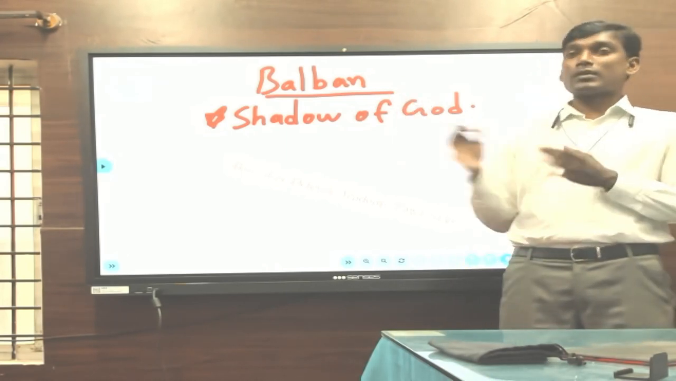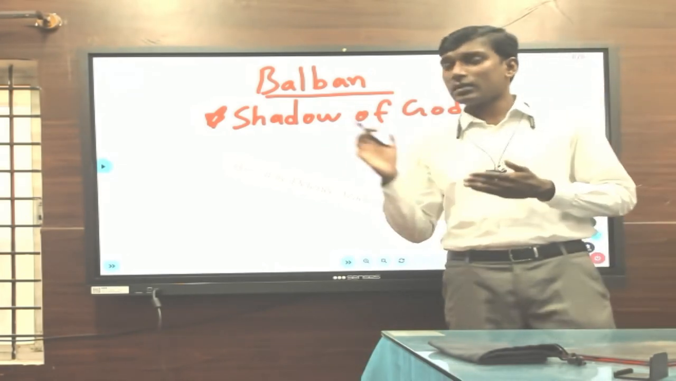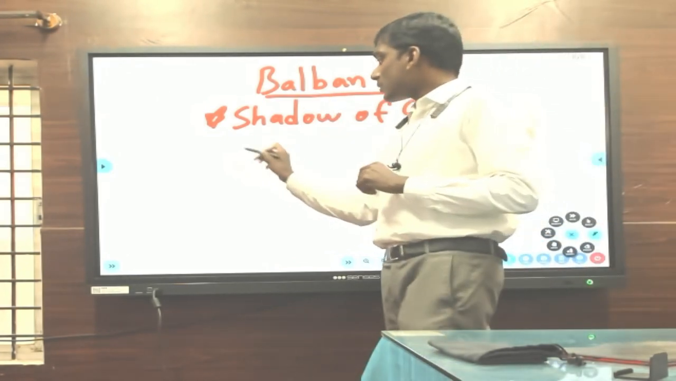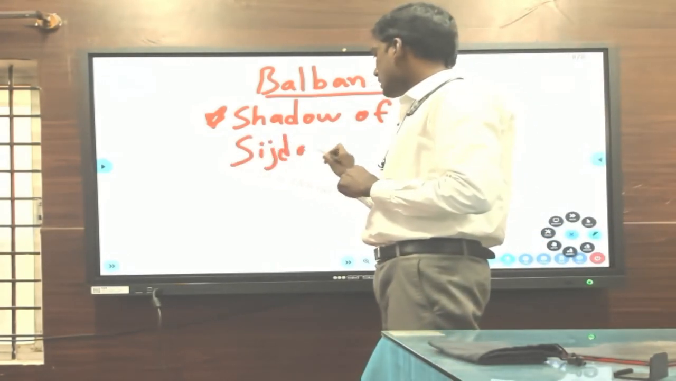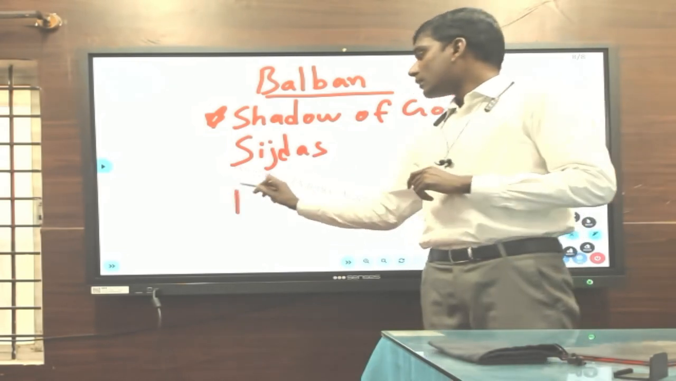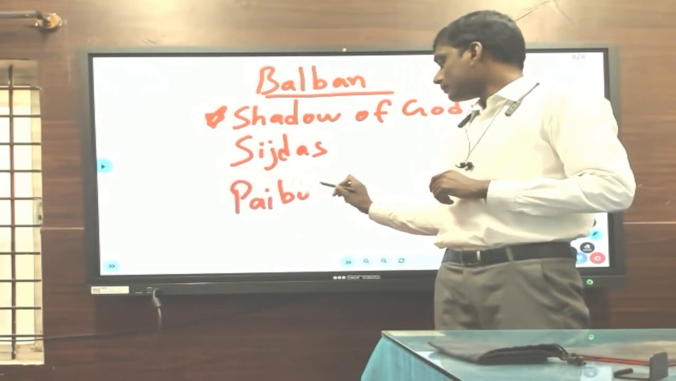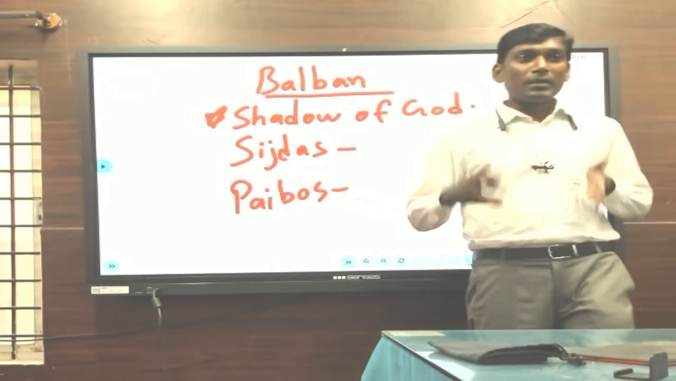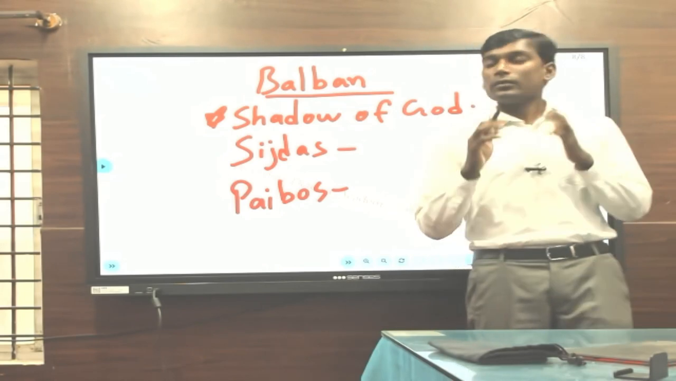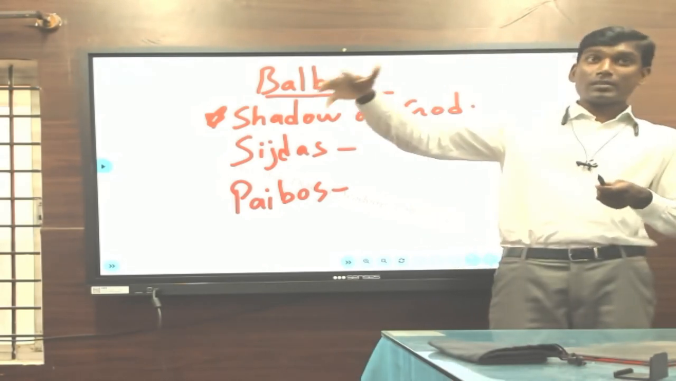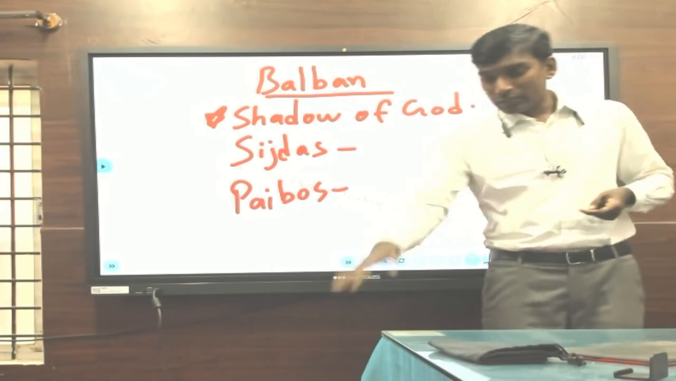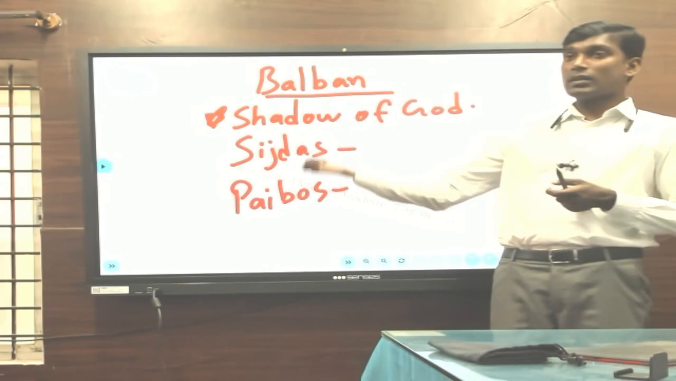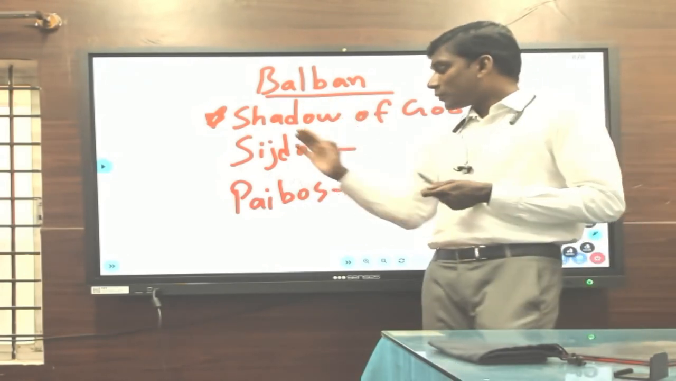Now he introduced some systems and he was very serious. He will never laugh in court. He will never allow any functions, anything like that. He started a system called Sizdar, and then he started a system called Paibos. Sizdar and Paibos, what does it mean? When a king is coming inside the court, the ministers and the officers should come, touch the feet, kiss the feet, and then give respect. So these two systems were introduced by whom? Balban.